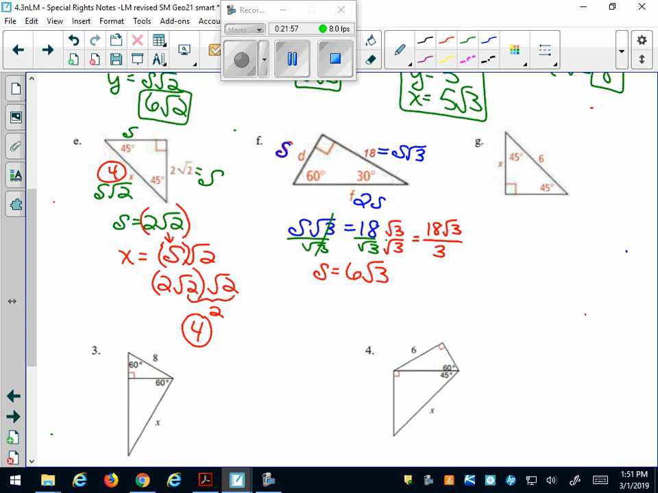So that means D is 6 root 3. And what's F? 2S, which is 2 times 6 root 3. And what's 2 times 6 root 3? 12 root 3. Good.